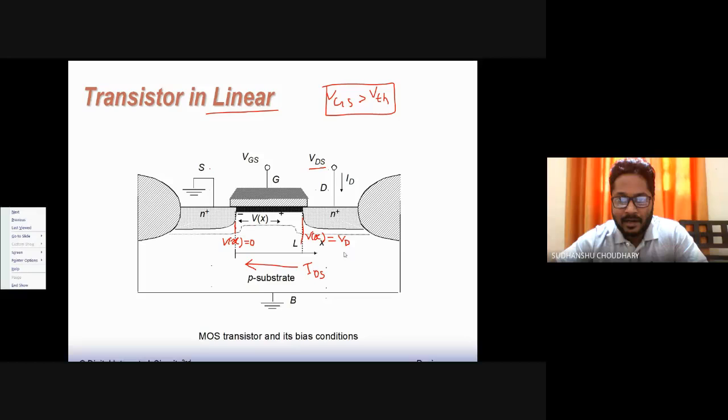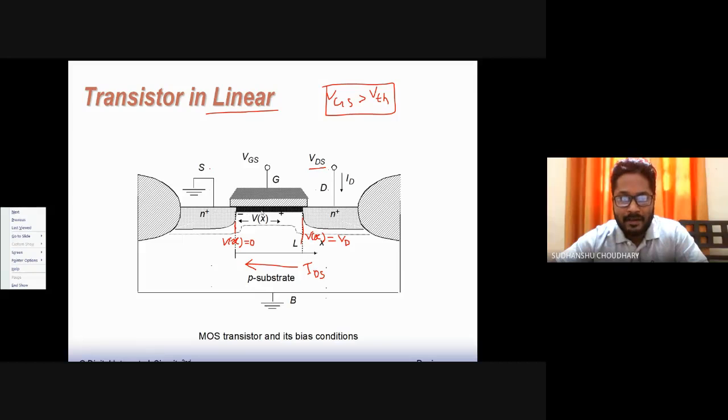So whatever you apply at the drain, the channel potential Vx should be equal to Vd at this point, that is at L, that is x is equal to L. Let's say this is x is equal to 0 and this is x is equal to L. So the channel potential, that is Vx, varies as you move from source to drain. It is minimum or 0 at this point towards the source, and it keeps on increasing, and it is equal to Vd, that is the applied drain voltage, at the end of the channel, at this point.